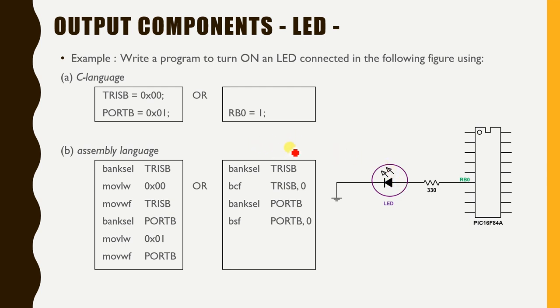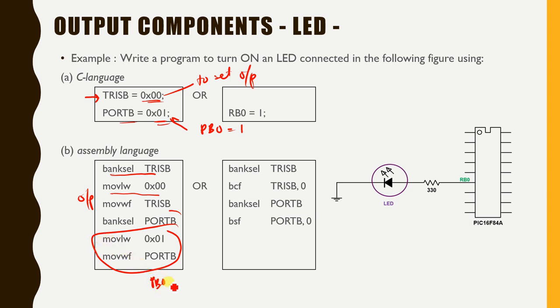Okay, in C language, you can use it like this: TRISB equals 0x00, and then PORTB equals 0x01. TRISB, as you know, is to set as an output. And then PORTB here is to set PORTB 0 equals to 1. In this case, if you have this kind of circuit configuration, when you send 1, it means it will turn on the LED. In the assembly language, you have to establish the TRISB, and then move literal W 0, move to TRISB just to set as an output. And then you move to bank 0 and then send 0x01 to PORTB. Okay, PORTB 0 equals to 1.